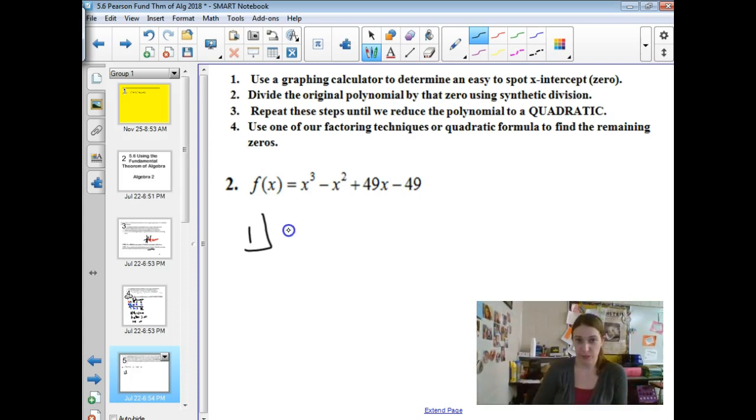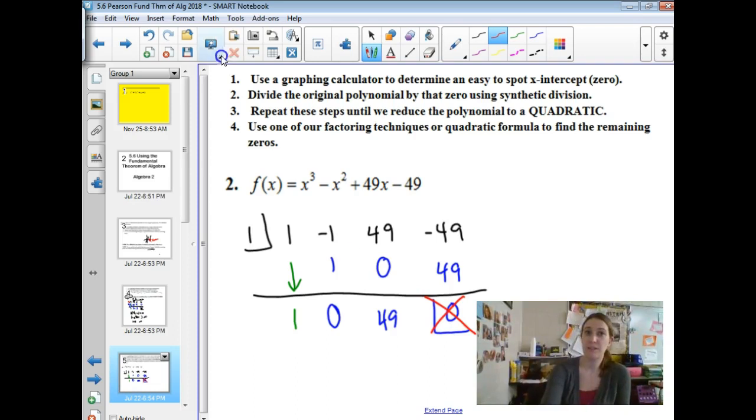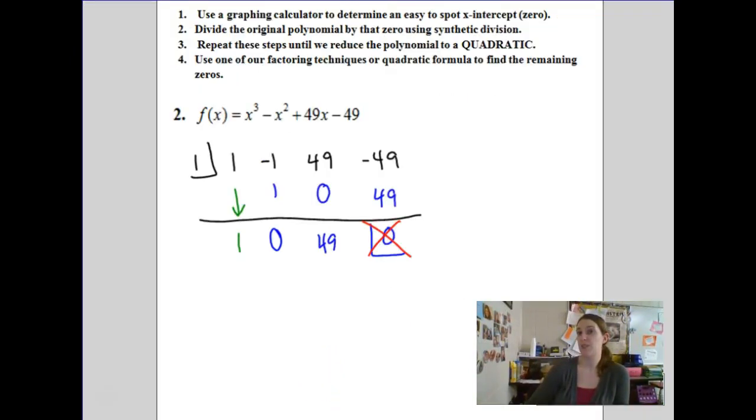So using standard form coefficients, 1, negative 1, 49, and negative 49. Remember, we bring down that lead term's coefficient, and then we start multiplying and adding. 1 times 1 is 1, negative 1 plus 1 is 0. 0 times 1 is 0, that's 49. 49 times 1 is 49. And then like we said before, this remainder has to come out to nothing. If it comes out to a remainder other than nothing, that means you either messed up in your synthetic division. It's also possible that you thought the x-intercept was at one place, but it really wasn't.